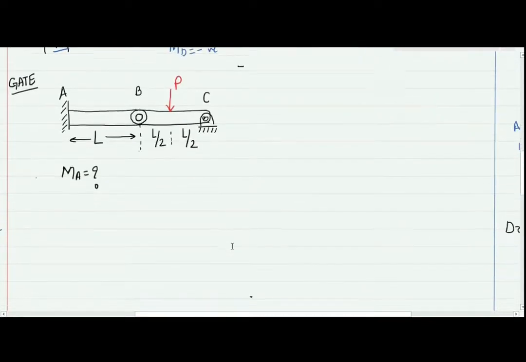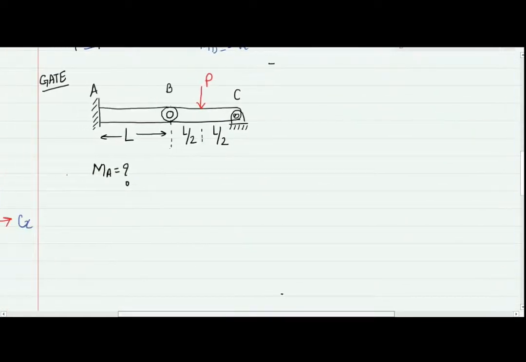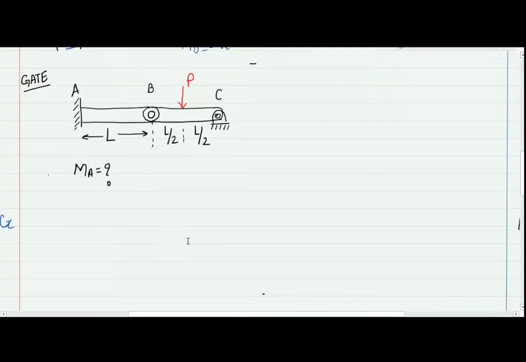After this, this is another problem which was already asked in the GATE examination. And what is new here? So far we have seen only the fixed joint. Now we have introduced the pin joint. So in this problem, what is asked? You have to find the moment at point A.